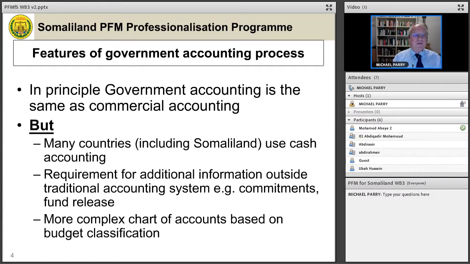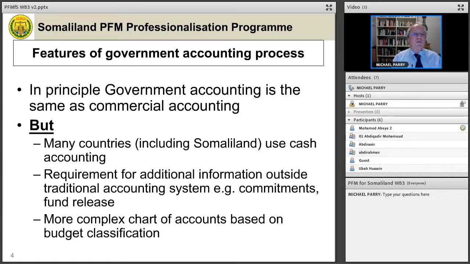I think the point is that government accounting and commercial accounting are fundamentally the same, but there are some important differences which affect the way you keep your records. The first one is that many countries, including Somaliland, use cash accounting. We'll explain in a few minutes what we mean by that.